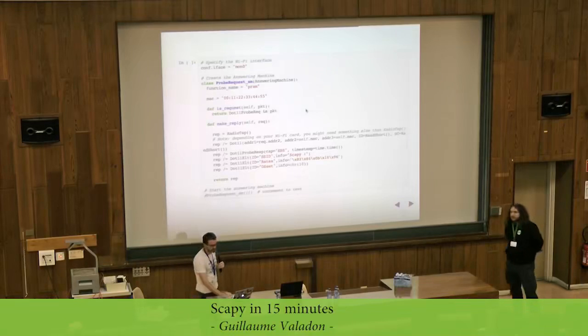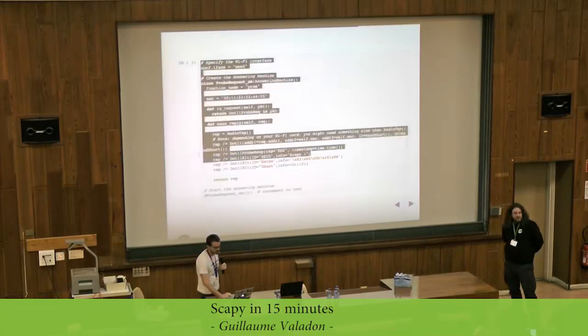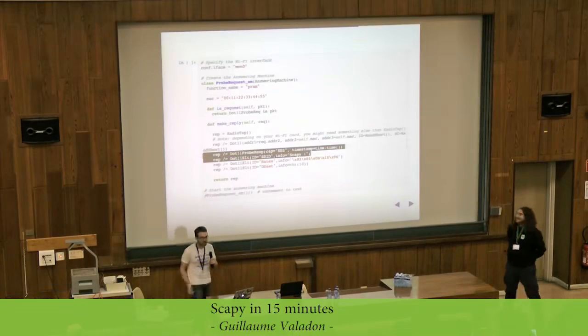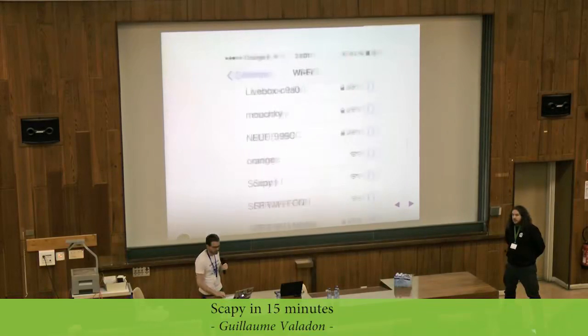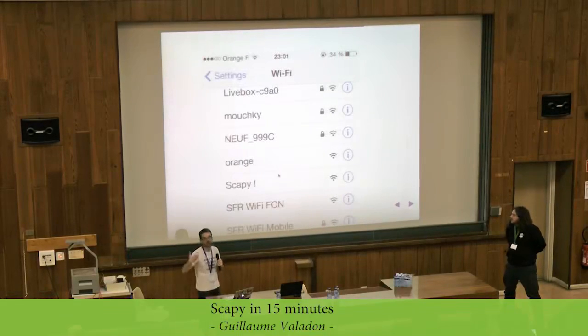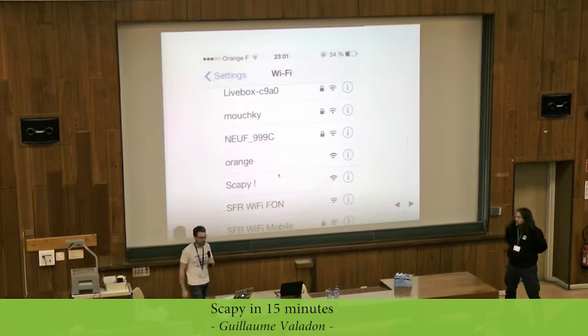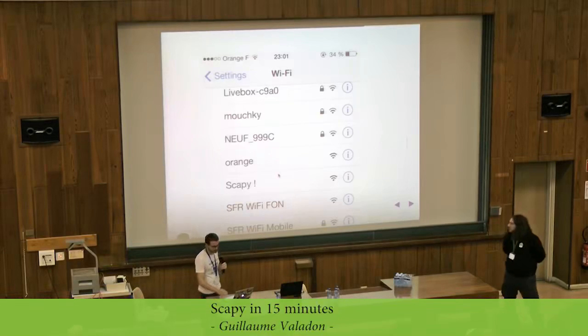This one is a bit complicated, but the important stuff is two lines. I'm sending back a Wi-Fi frame with a probe response layer. I'm trying to send a fake Scapy SSID. So on my iPhone, that's the result. I'm faking and pretending to be an access point. So Scapy could be used for IP, regular stuff, Wi-Fi, Bluetooth, and many other protocols.